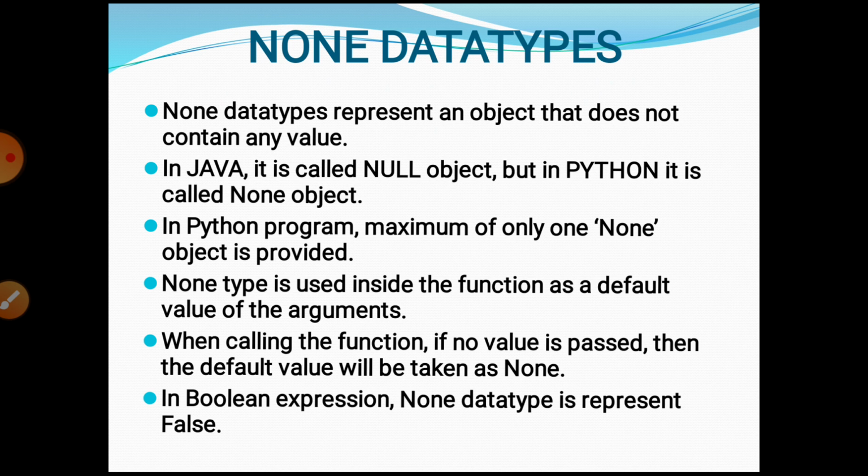None type is used inside a function as a default value of an argument. When calling the function, if no value is passed, then the default value will be taken as none. In a Boolean expression, none data type represents a false value. Suppose a variable is x and we are storing none. When we display the value of x, it will display false, meaning 0.